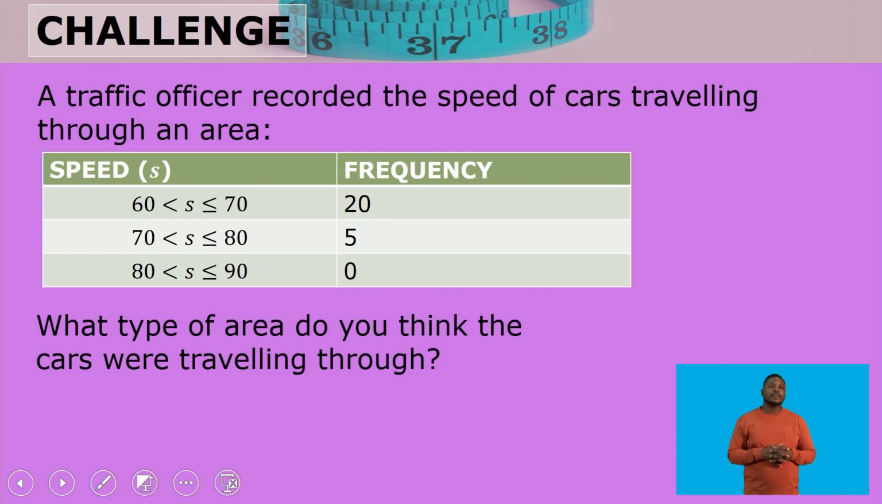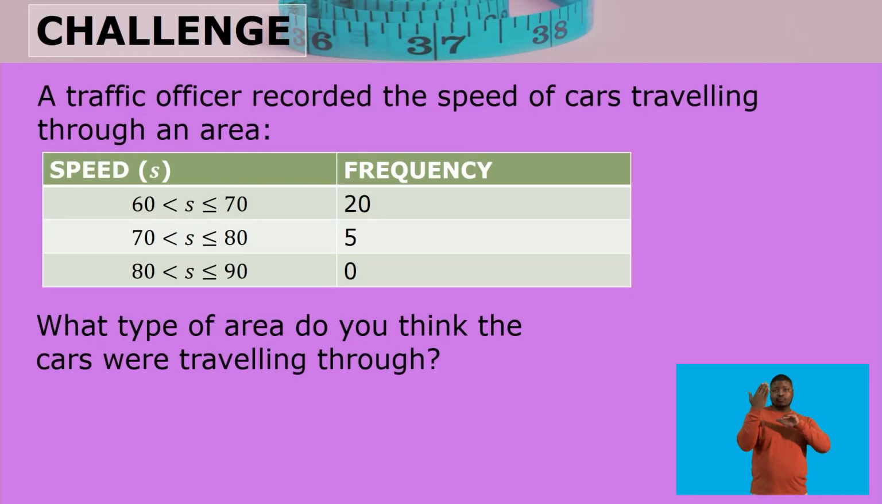Now, the challenge. And a challenge is accepted by all, I think. Let's look at it that way, because I believe in you guys. A traffic officer recorded the speed of cars traveling through an area. So we've got speed, and again, I've used a symbol. Instead of writing speed in full, I say, okay, call it small letter s. And then you've got a frequency.